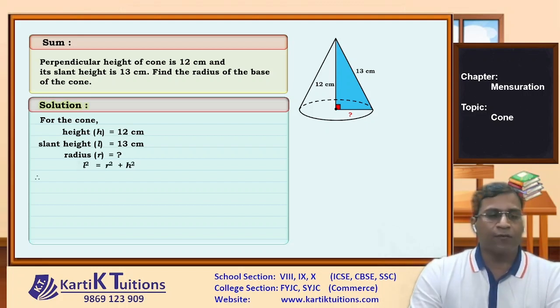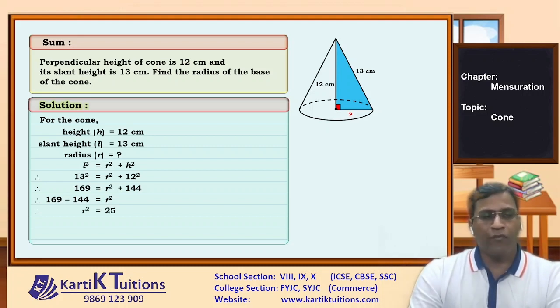Now let's substitute the values. That is 13 square is equal to r square plus 12 square. 13 square कितना होता है? 169. So r square plus 144. Now 144 तिकड़े becomes minus 144. So basically r square is what? 169 minus 144. That will give us 25. So r square is equal to 25.